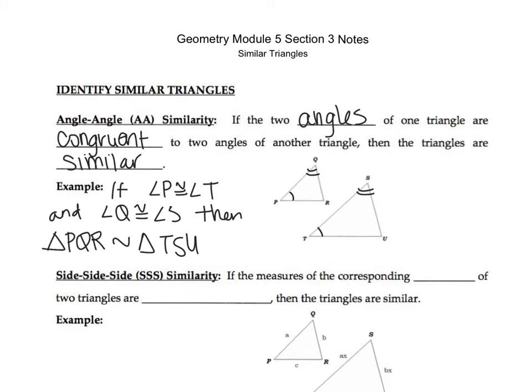Just like when we were writing congruent statements, when we write similarity statements, the order that we write those letters does matter. We want to make sure corresponding angles are in the same place when we write our similarity statement.